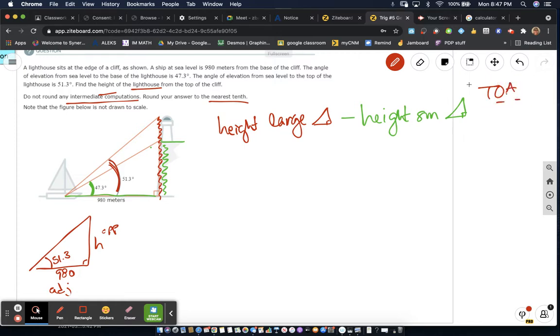Make sure you have SOHCAHTOA written. Make sure you have all your trig written and available for your reference. So we're going to use tangent. So we're going to write the height of the large triangle.